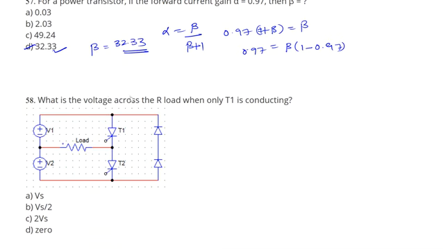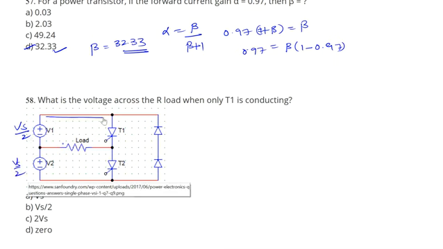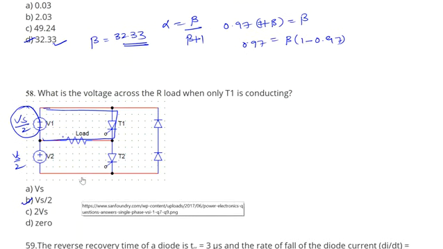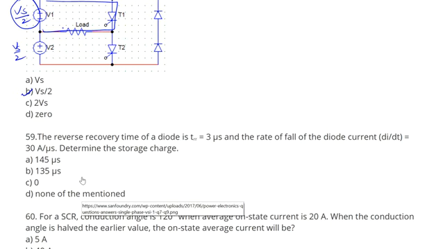So in this problem, what is the voltage across the R load when T1 is conducting? Here V1 is nothing but Vs by 2 and V2 is also Vs by 2. When T1 is conducting like this, whatever voltage appears here is going to be Vs by 2, which is the right answer. Okay, and we'll move forward. Next one.